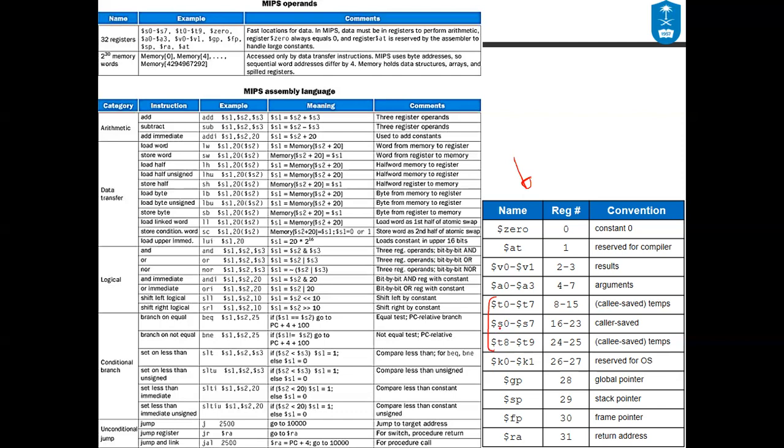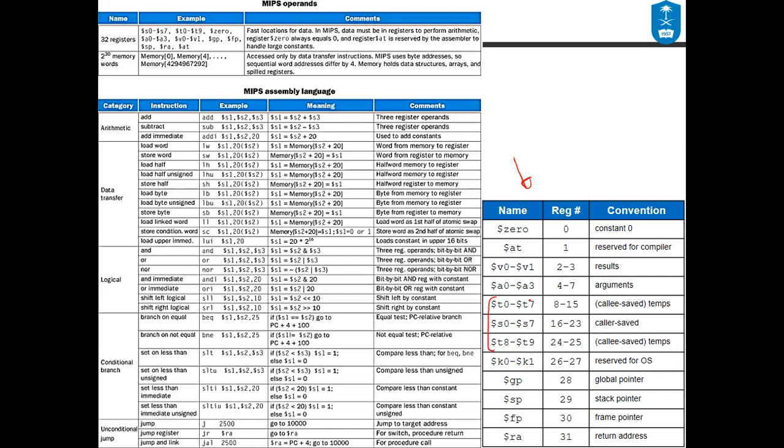And you also have from T0 to T7, that's register number 8 to 15. And we have T8 and T9 a little bit away from them, starting from 24 to 25. It's actually only 2. We also have saved registers from S0 to S7. That's from register 16 to 23.